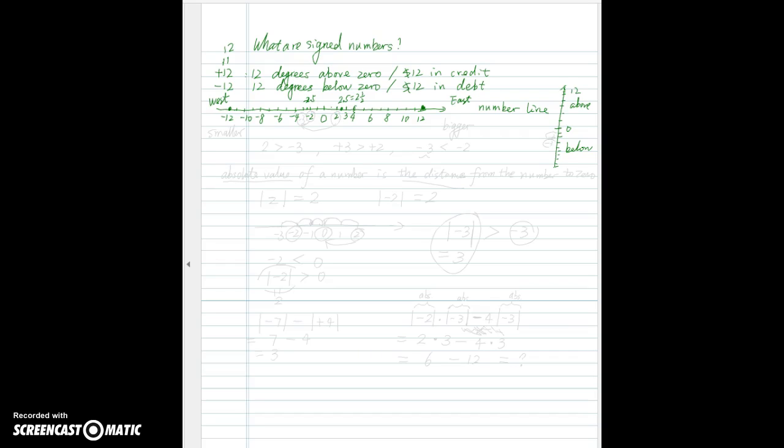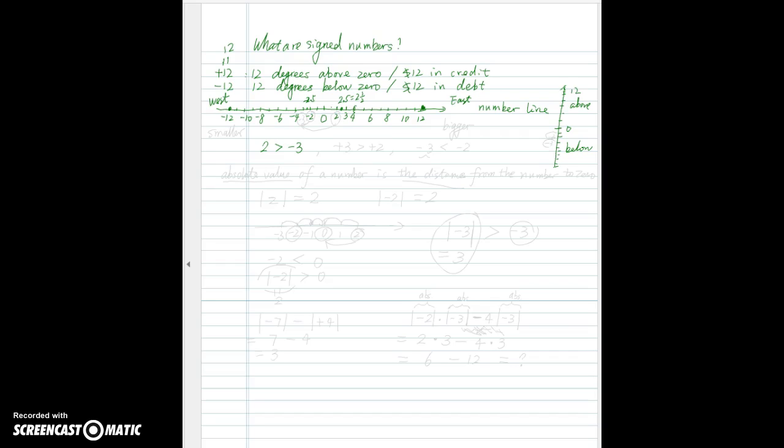Next, we're going to try to compare numbers. Of course, all the positive numbers will be bigger than negative numbers. Say 2 is greater than negative 3. Because 2 is credit and negative 3 is debt, or 2 is the temperature above 0 and negative 3 is below 0. So that you can see the numbers.